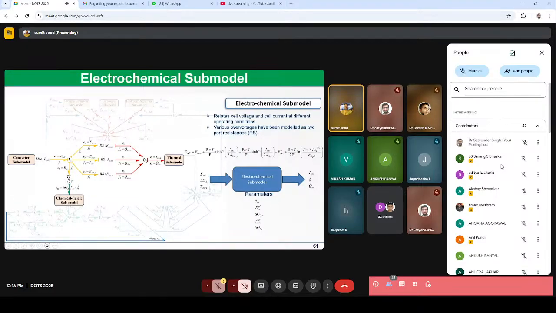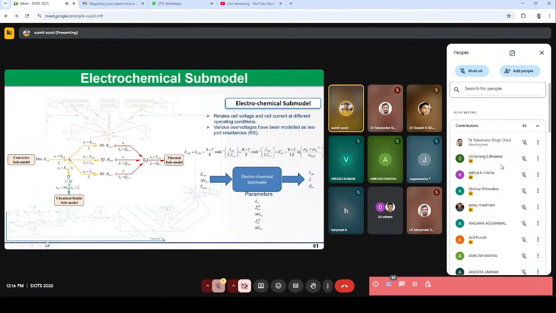And these voltages here, like E activation, E ohmic, and E activation cathode, are basically the losses because of the different overvoltages inside the cell. So this can be represented with the help of different R elements, or resistance elements, because this is the loss. We have represented these three with the help of R elements.